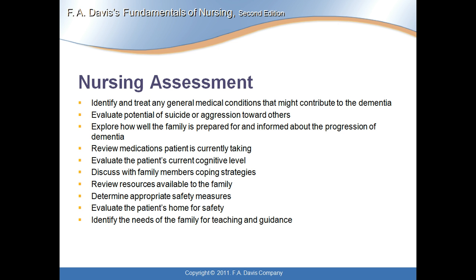So for your nursing assessment, you're going to identify and treat any general medical conditions that might contribute to the dementia. You'll evaluate the potential for suicide or aggression towards others. Explore how well the family is prepared for and informed about the progression of dementia. Review medications the patient is currently taking. Evaluate the patient's current cognitive level. You'll discuss coping strategies with family members. You'll review resources available to the family. Determine appropriate safety measures. Evaluate the patient's home for safety. And identify the needs of the family for teaching and guidance.